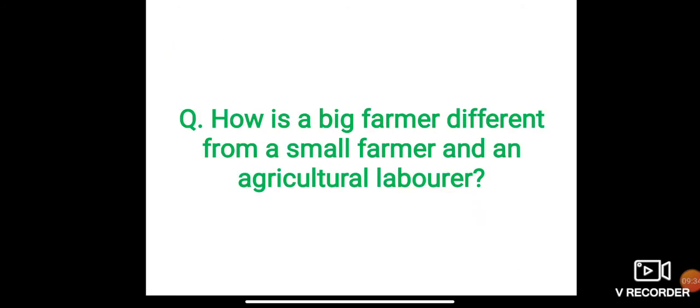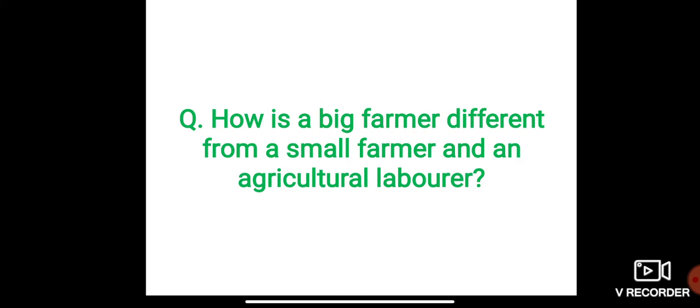Now, how is a big farmer different from a small farmer and an agricultural laborer? In other words, how is Subramanian different from Murli and Sita? So Sita is an agricultural laborer and Murli is a small farmer. How is Subramanian, a big farmer, different from Sita and Murli? Very simple. I hope you all know the answer. Let me summarize your answer.